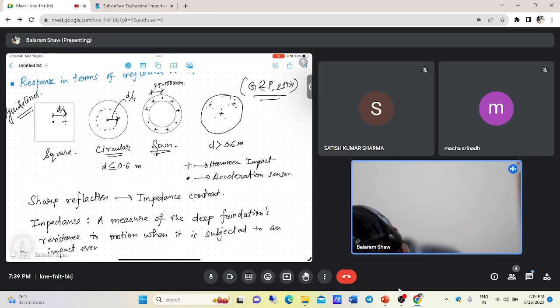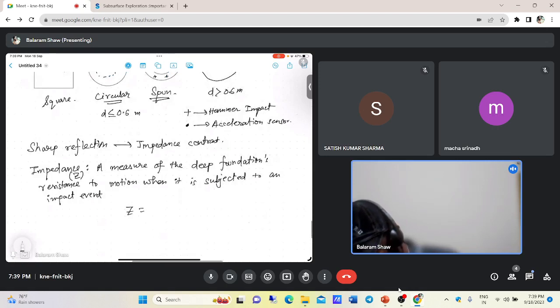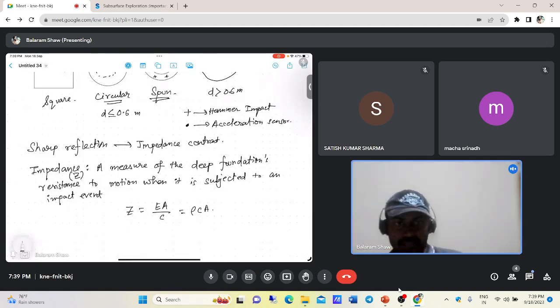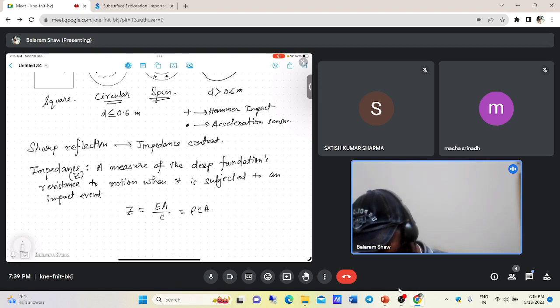This impedance is generally denoted by Z, and is given as Z equals EA by C, that is rho C A, because we know that C equals root over E by rho, and if you put it like that, then you will get Z equals EA by C, or rho C A.